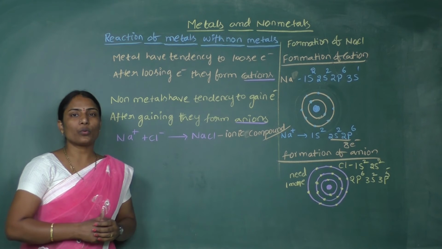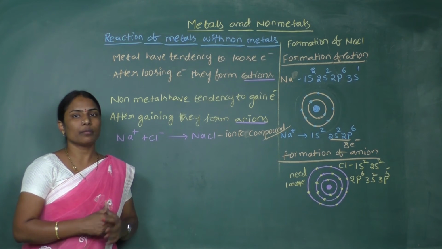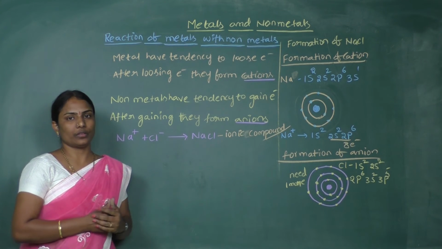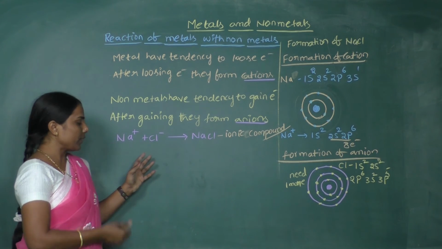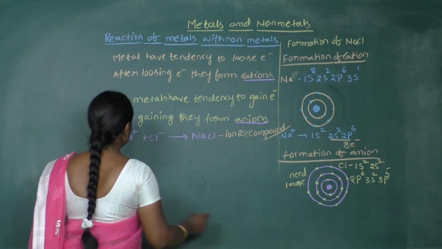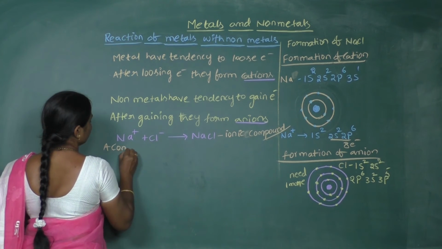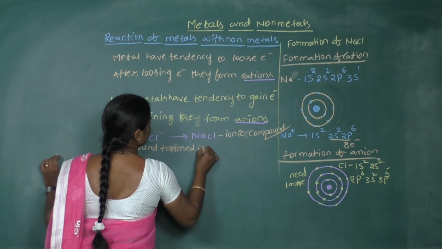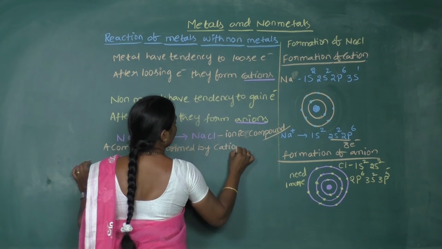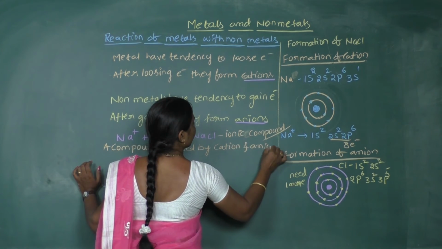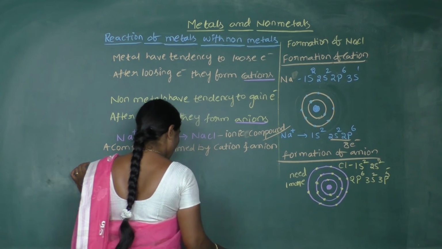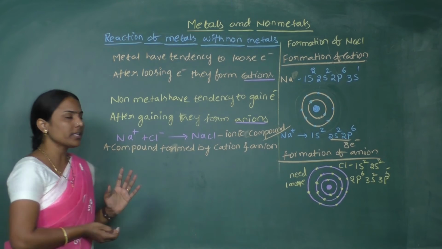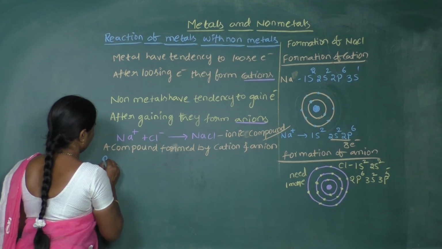So in an ionic compound what will be present? Ions will be present. And what are the ions present? Cation and anion. Right? So what is an ionic compound as a whole? A compound formed by cation and anion. This is called an ionic compound. Right? Now let us see the properties of ionic compounds.